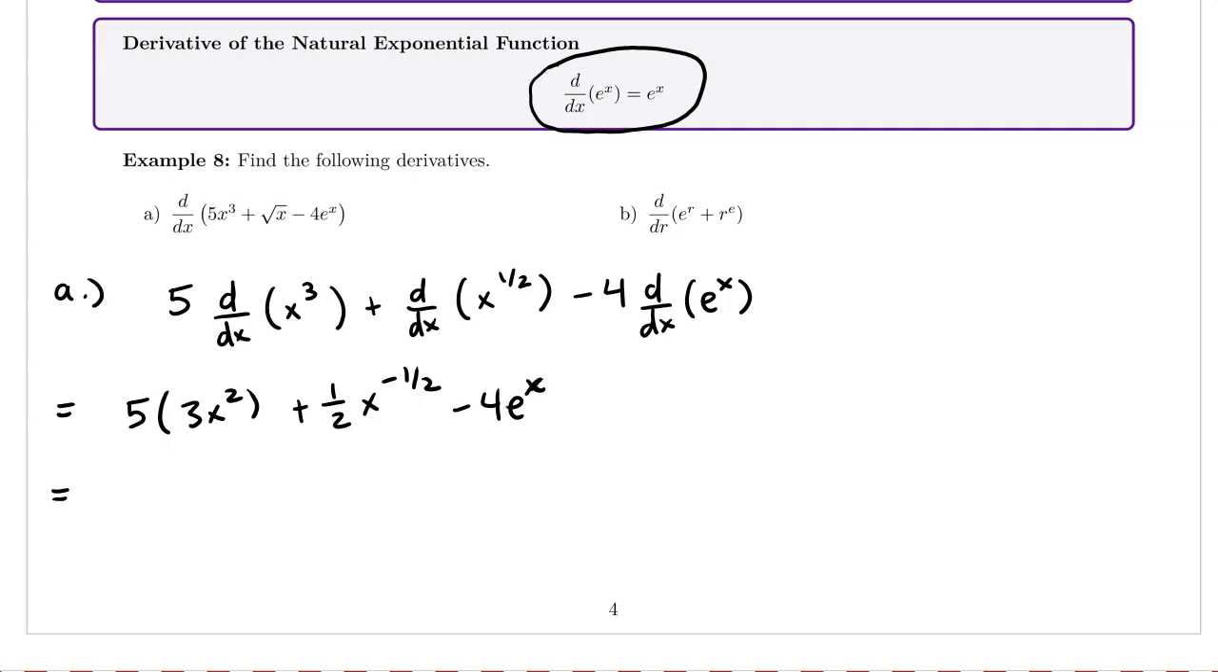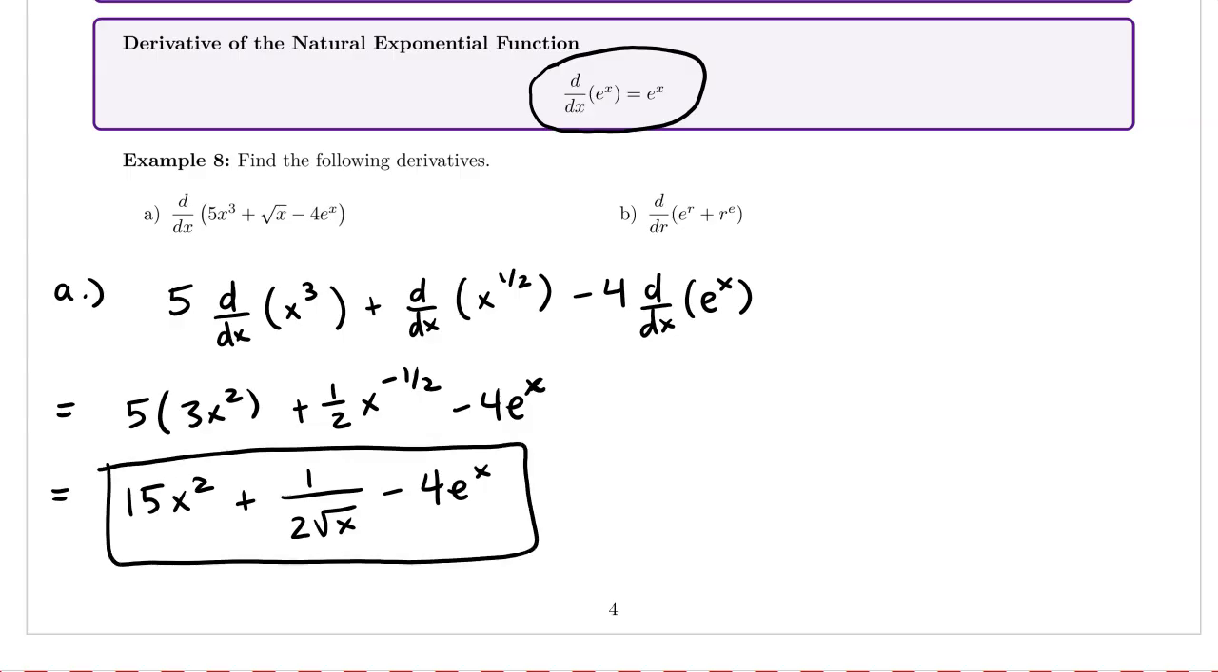And then we can clean this up by multiplying 5 times 3. If I wanted to, I could also rewrite this as 1 over 2 times the square root of x. And we have this as our final answer. For part B here, I'm going to break this up into the derivative with respect to r of e to the r power plus the derivative with respect to r of r to the e power.